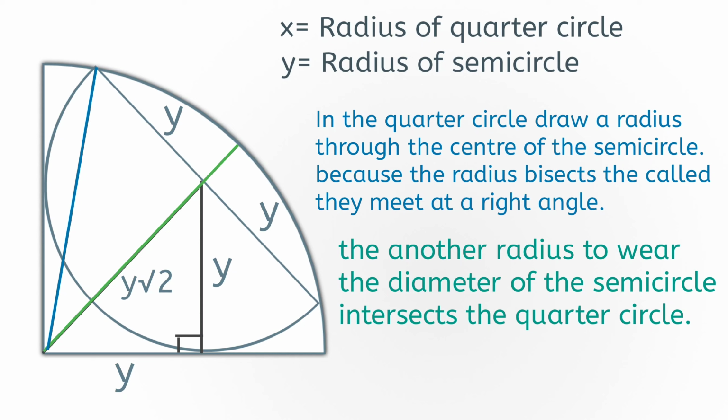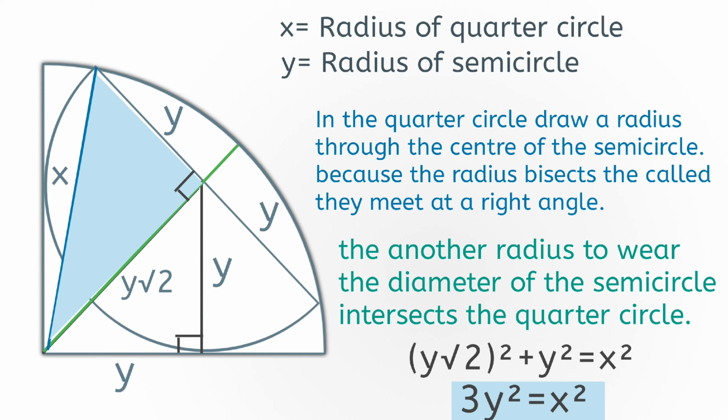Since it is a radius of the quarter circle, its value is equal to x. Now we have a right triangle here, and we can use the Pythagorean theorem. So we have y times the square root of 2, squared, plus y squared equals x squared. Simplifying this, we get 3 times y squared equals x squared. That's the relationship we need to solve this problem.